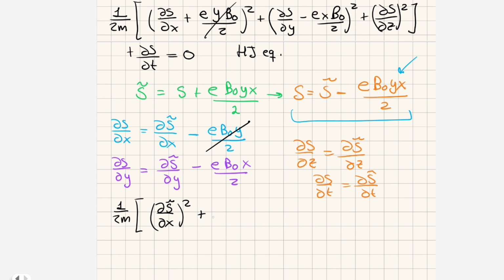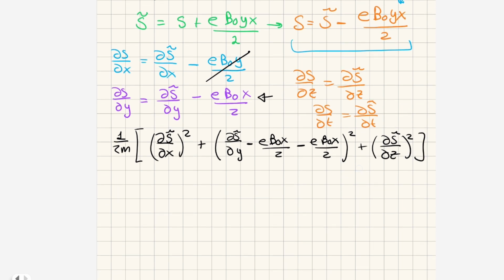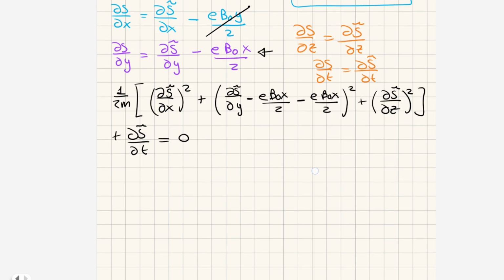And then plus the partial of s with respect to y, which is what we have here. So it will be the partial of s tilde with respect to y minus e b0x divided by 2, and then this element that we have here, right? So it will be again minus e b0x divided by 2, all these squared, and then plus the partial of s with respect to z, but that is the partial of s tilde with respect to z, like this, and then plus the partial of s tilde with respect to time equals 0.